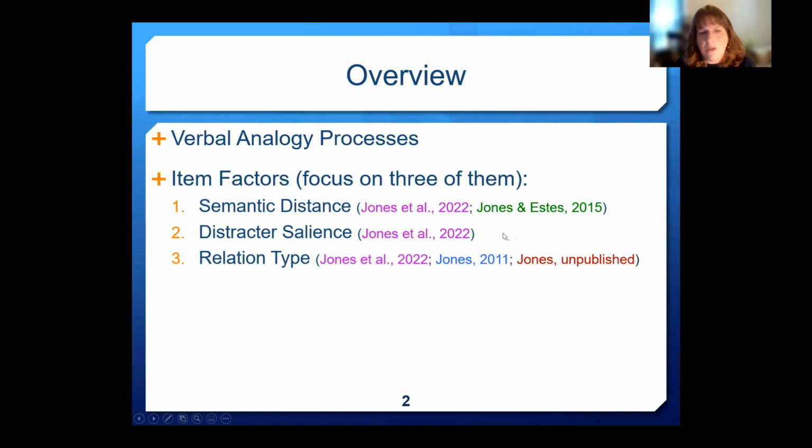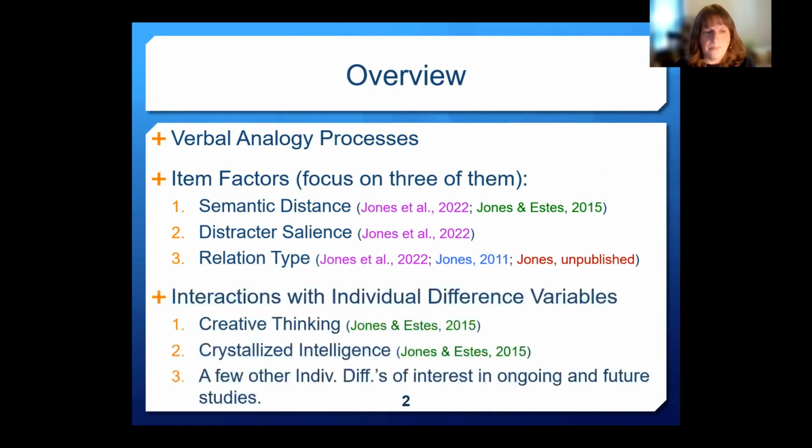And I'll touch on a couple other papers briefly as well that looked at these factors: semantic distance, probably the most common one, distractor salience, probably the second most common one, and relation type, which hasn't been investigated as much as the first 2.